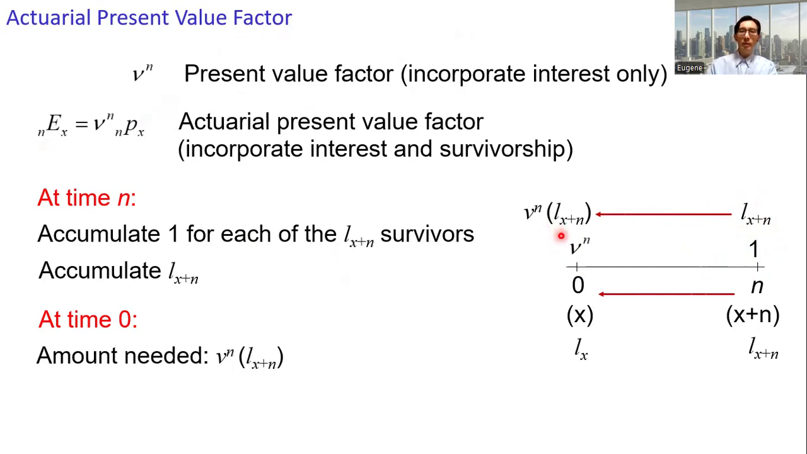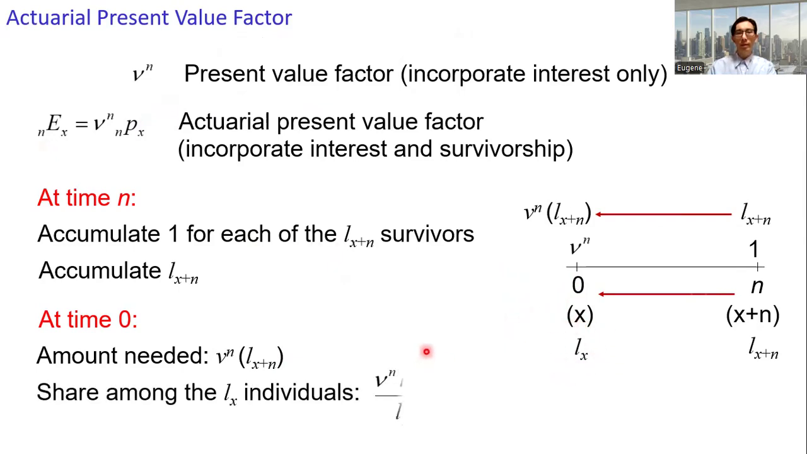The amount needed to deposit is v^n times l(x+n). This amount is to be shared among all the individuals at time 0, that is at age x, among lx individuals. So for each individual, the present value of the deposit is v^n times l(x+n) divided by lx. l(x+n) over lx is npx. So this is the n-year pure endowment, nEx.